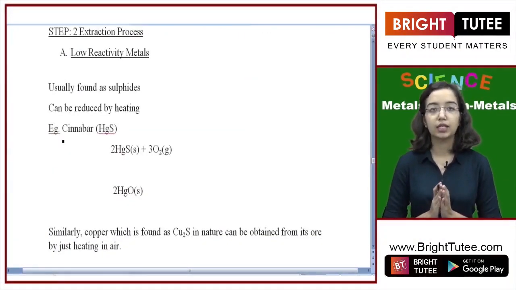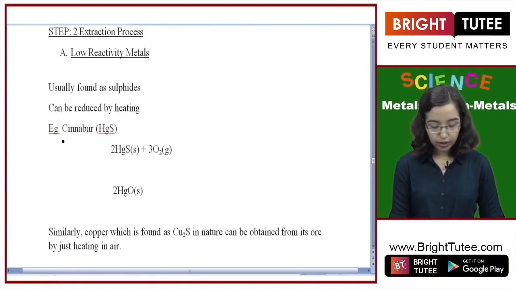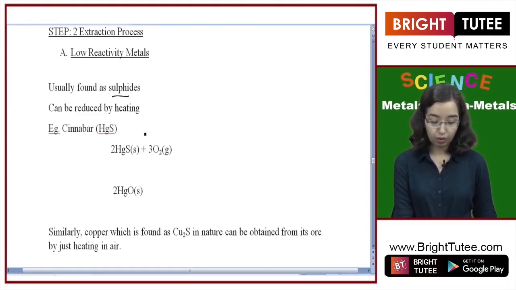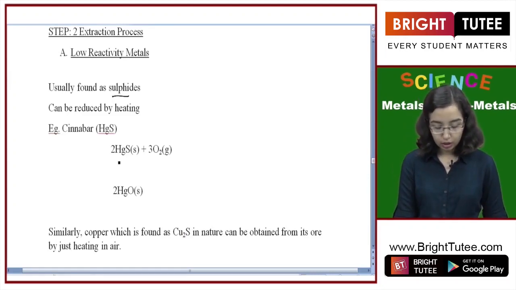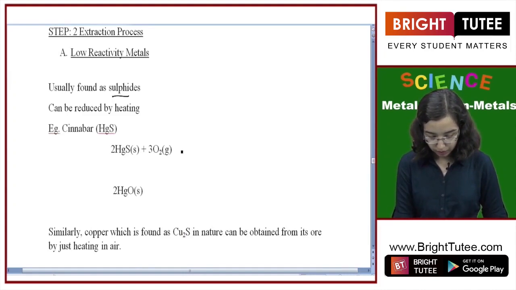Now first we will be discussing the low reactivity metals. Low reactivity metals like mercury and copper more often exist in the form of sulfides, and they can simply be reduced by heating. What is reduction? We'll go on further. But for example, let's take cinnabar, which is the name of the ore of mercury. Different ores have their own common names. So we take cinnabar and heat it in the presence of oxygen. This heat has to be there. It results in the formation of oxide.